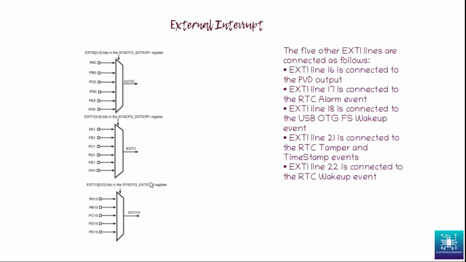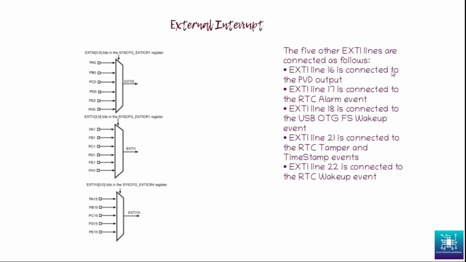Okay, so this is SYSCFG EXTI4, so 0 to 3 would mean this is a separate register. Again, these are the first 4 fields for that particular register. This is how the pins are selected for external interrupts. Now there are other external interrupt lines.